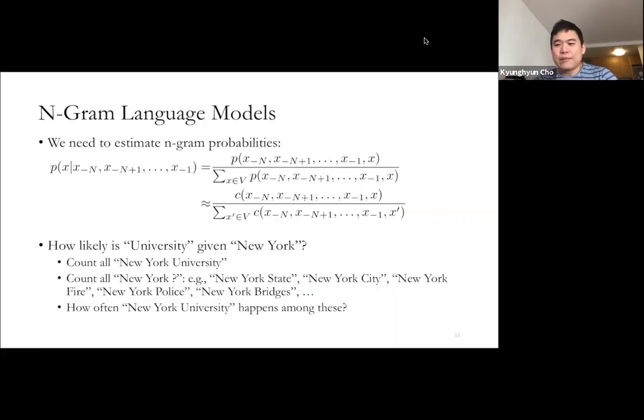Now, what does that mean? Let's look at an example. Now, I want to compute the P of university given New York. So I want to compute what is the probability. Why is it not exact?